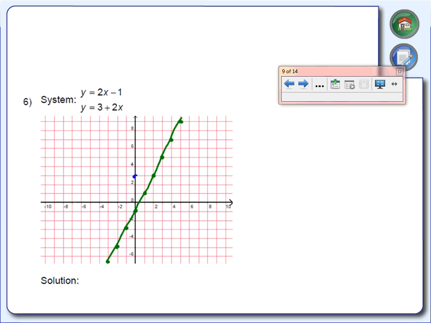Very good. 3. Positive 3. And the slope is 2 over 1. So we're going to go up 2 over 1. You got it. Get some more dots. There you go. Down 2 over 1. Okay, connect all those dots.